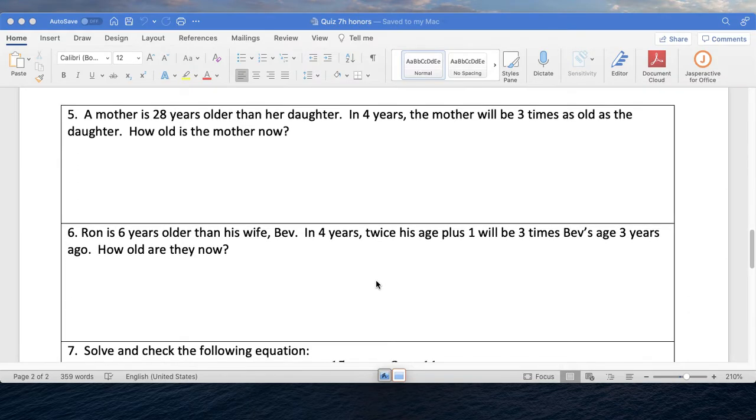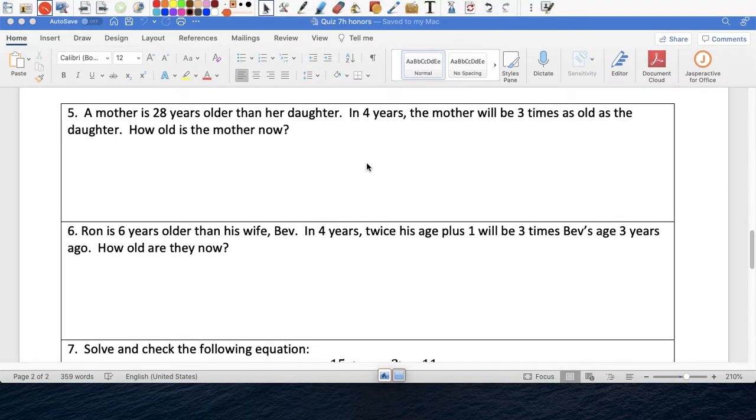All right, so far, not too much, I hope, of a problem. Let's see, a mother is 28 years older than her daughter. In 4 years, the mother will be 3 times as old as the daughter. How old is the mother now? So let's call this mom, and let's call this daughter.